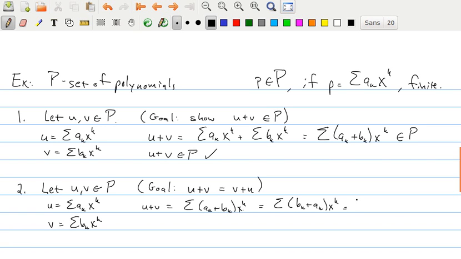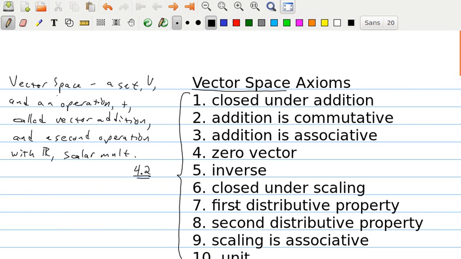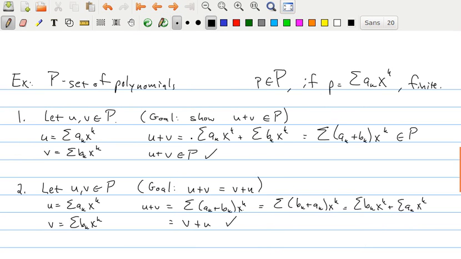And this sum I can split apart as the sum of b_k x to the k plus the sum of a_k x to the k. So you can think of it like undistributing here. And this is the same thing as V plus U. So I have that U plus V is the same as V plus U, and we've got it. That was our goal, so we know that the second axiom is satisfied, that this operation is commutative. Third axiom on here is to show that the addition operation is associative.